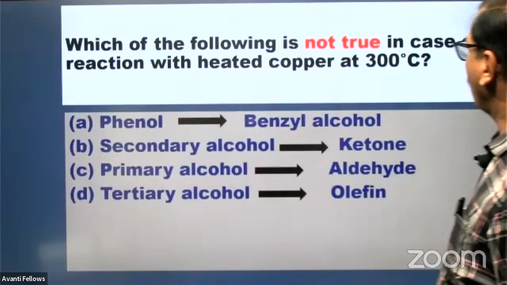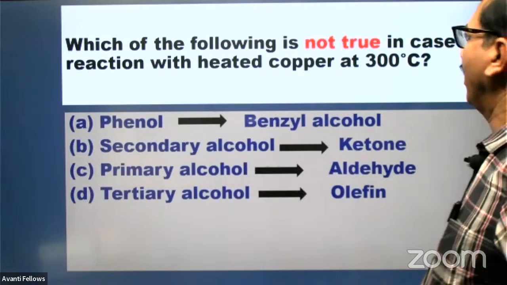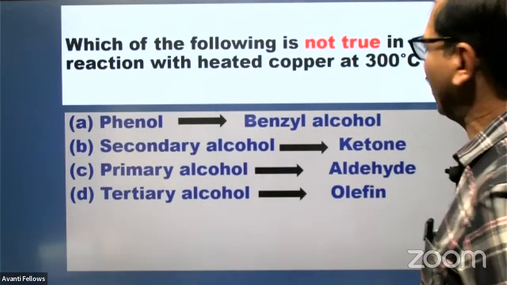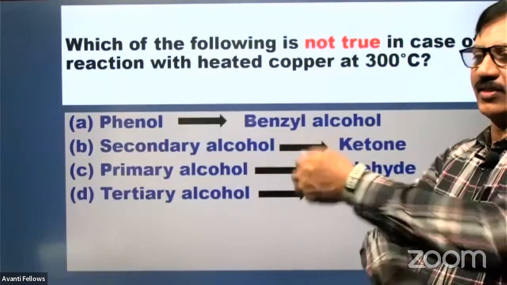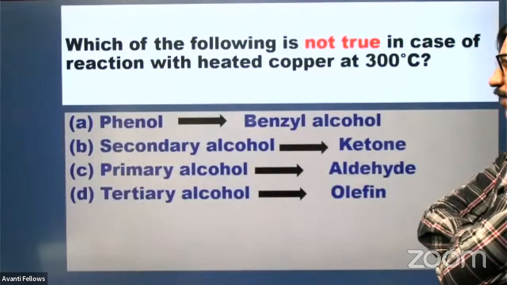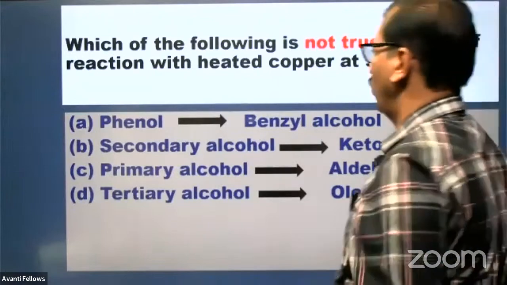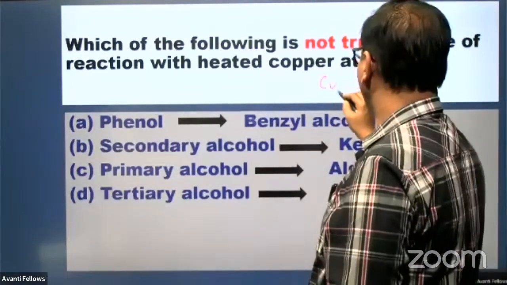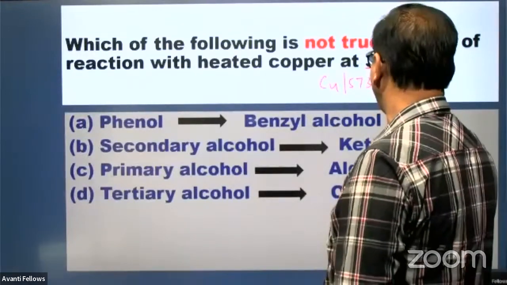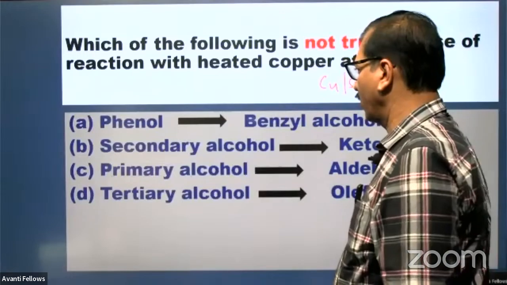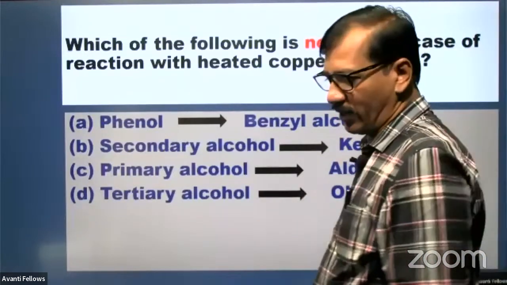Which of the following is not true in the case of reaction with heated copper at 300 degrees Celsius? Heated copper at 300 degrees Celsius. Option A, sir. Yes, A is not true. Okay. So this is copper at 573 Kelvin, because 300 degrees Celsius is 573 Kelvin.